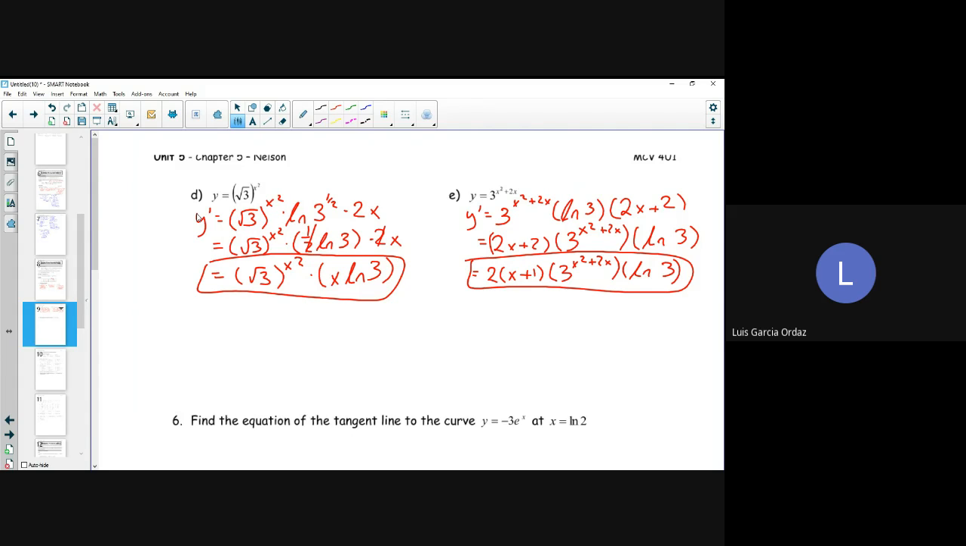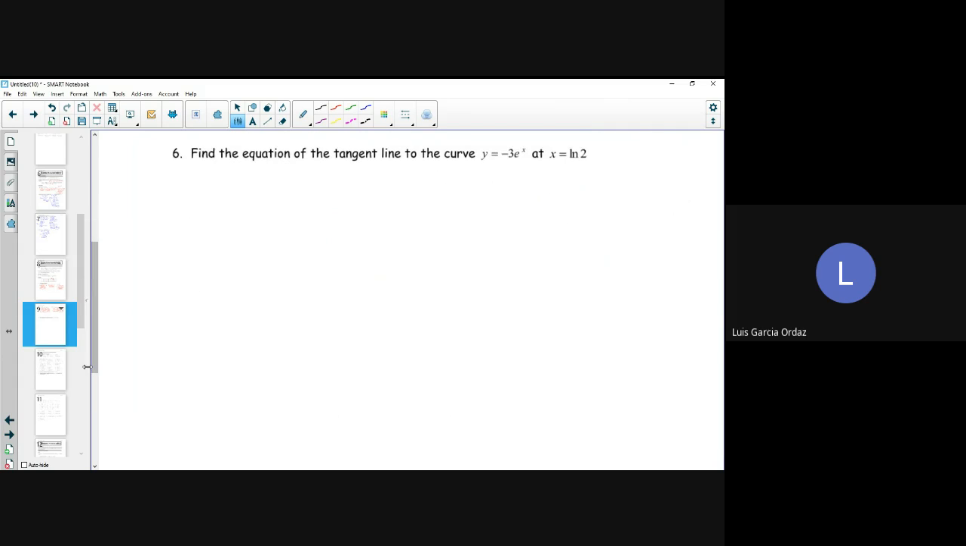And then we have my last example, which is to find the equation of the tangent line to the curve y is equal to negative 3 times e to the x, where x is equal to ln of 2. So let's just take my derivative. So I need to take my derivative of negative 3 e to the x.